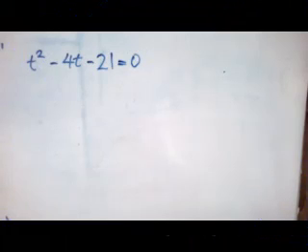Now look at this problem. t squared minus 4t minus 21 equal to 0. Please pause your video, attempt solving this problem, resume after solving. Let's do it together.